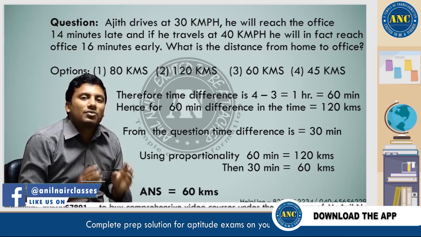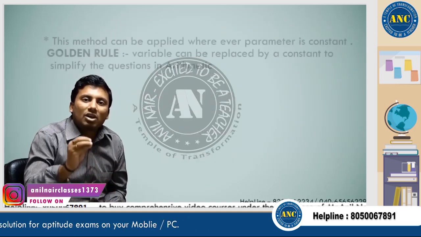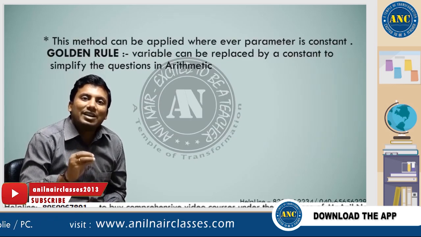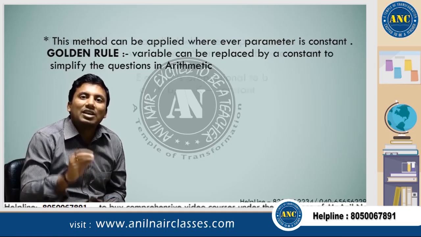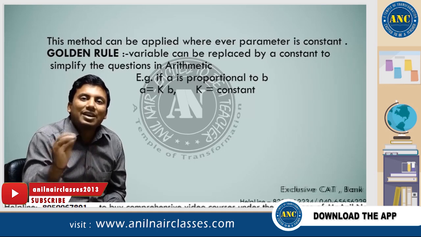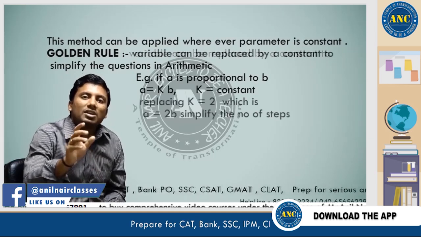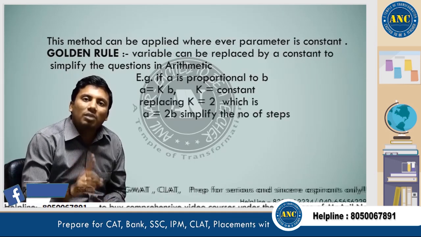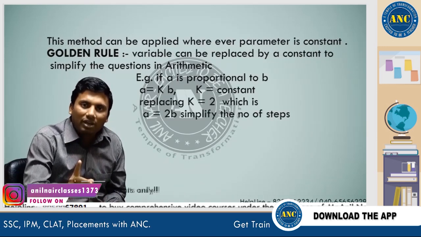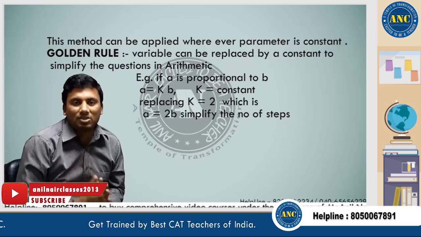In all the problems which involve one parameter to be constant, please remove that constant and replace it with one value. For example, we discussed in direct proportionality, A is proportional to B. A is proportional to B means A is equivalent to K into B. What is K? Constant. Remove it and replace it with some numerical value. In all the problems where proportionality is involved, instead of writing a variable, replace it with some constant value to get the answer in less time and space.